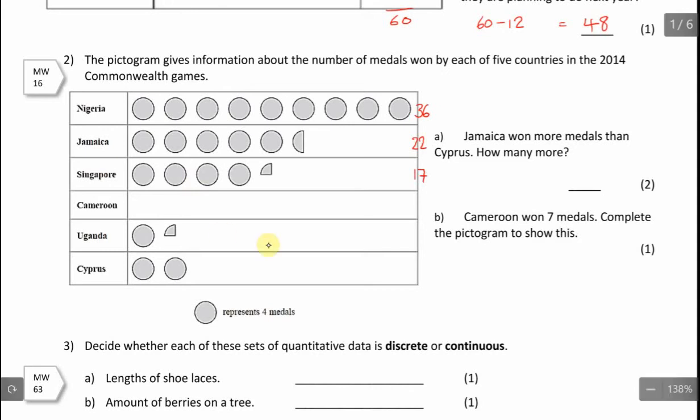0 for Cameroon, although that's part of the next bit of the question, so I'll have to draw that in a minute. And then 4, 5 for Uganda, and 8 for Cyprus. So Jamaica won 22, Cyprus won 8, so Jamaica won 14 more. Little subtraction there. Cameroon won 7 medals, complete the pictogram. To draw 7 medals, we want one whole circle representing 4, and then we need to show 3. So not a whole circle, but 3/4 of a circle, as best you can do it.